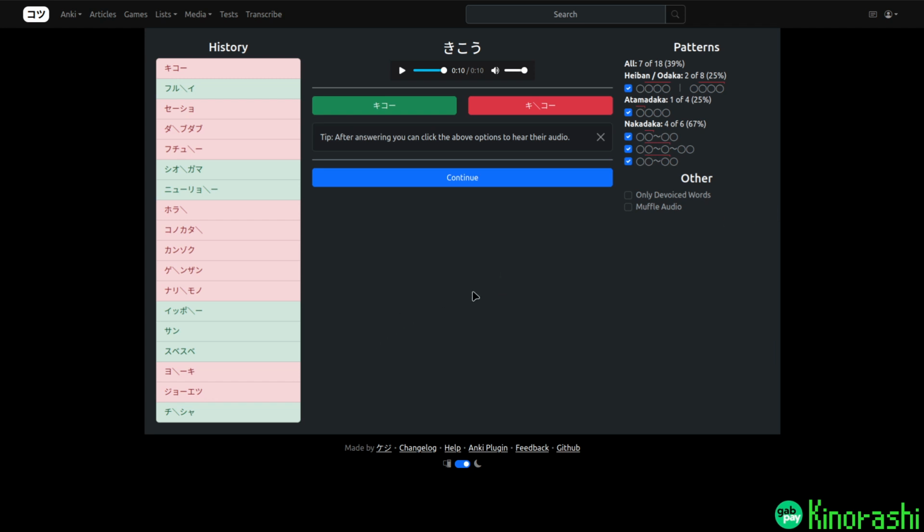Let's see. Nihon. 日本 Nihon. Nihongo. 日本語 Nihongo. So Nihon is low, high, low, while Nihongo is low and then high.